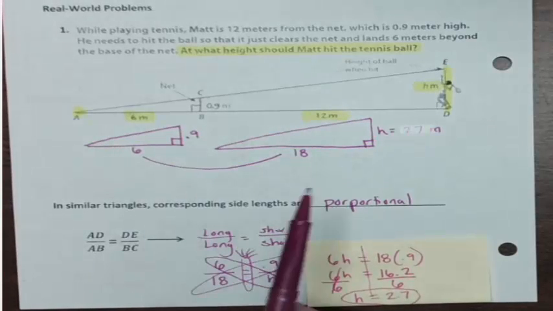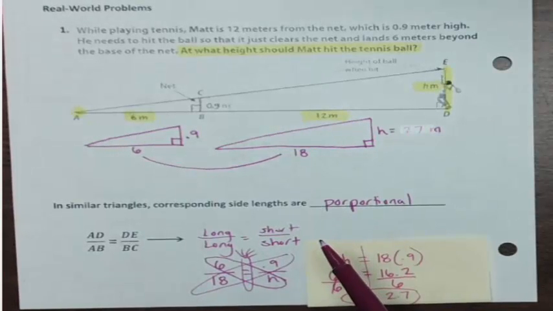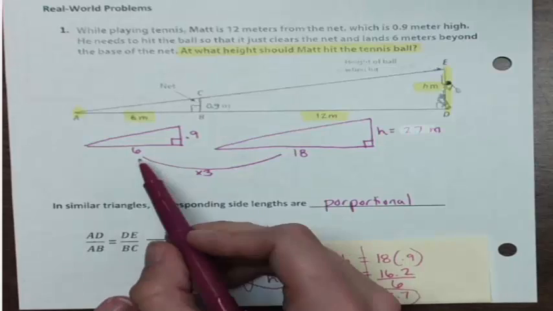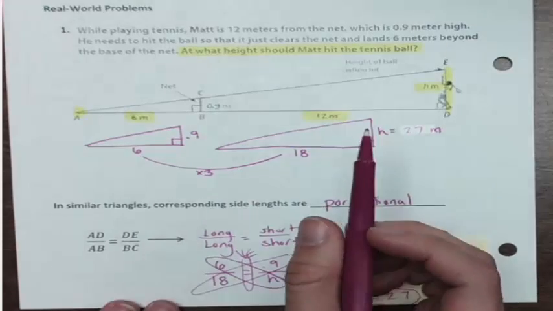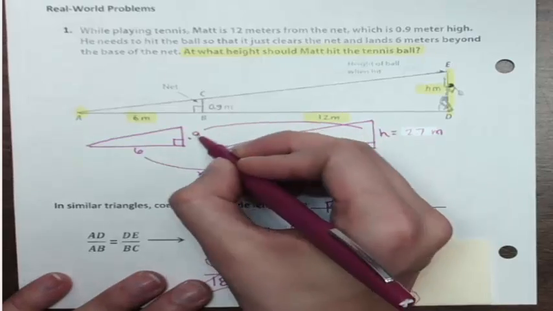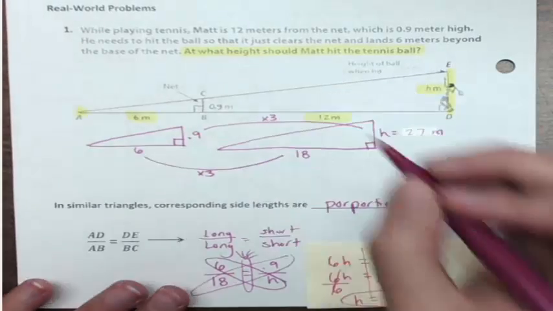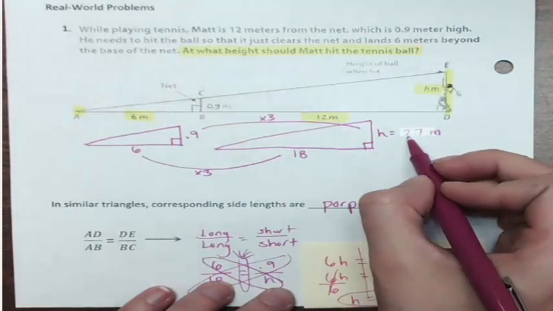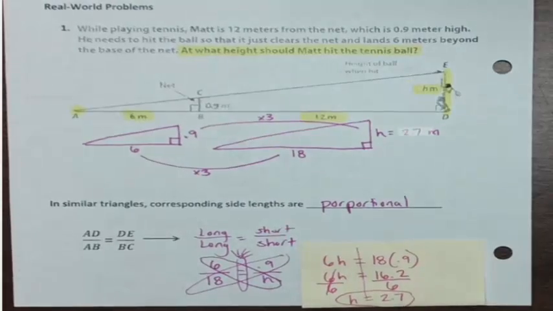Now we can double check this because remember that our sides must be proportional. If I think about it, from 6 to 18, what did I have to do? I had to multiply by something. I multiplied by 3. So to make this side proportional with my other sides, I must multiply 0.9 times 3, and it should get 2.7, which is correct. So I know that these are similar because the side lengths are proportional.